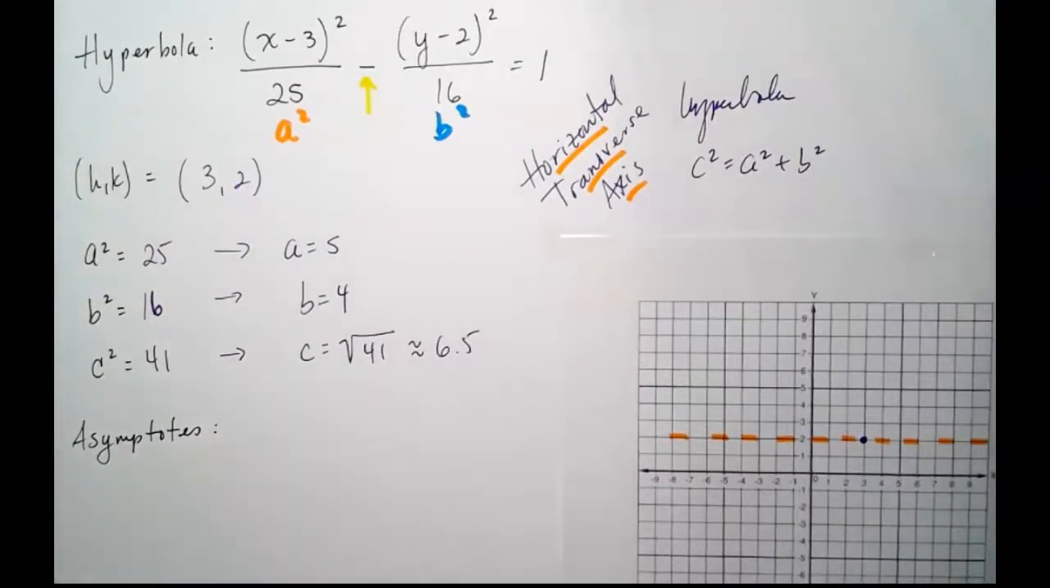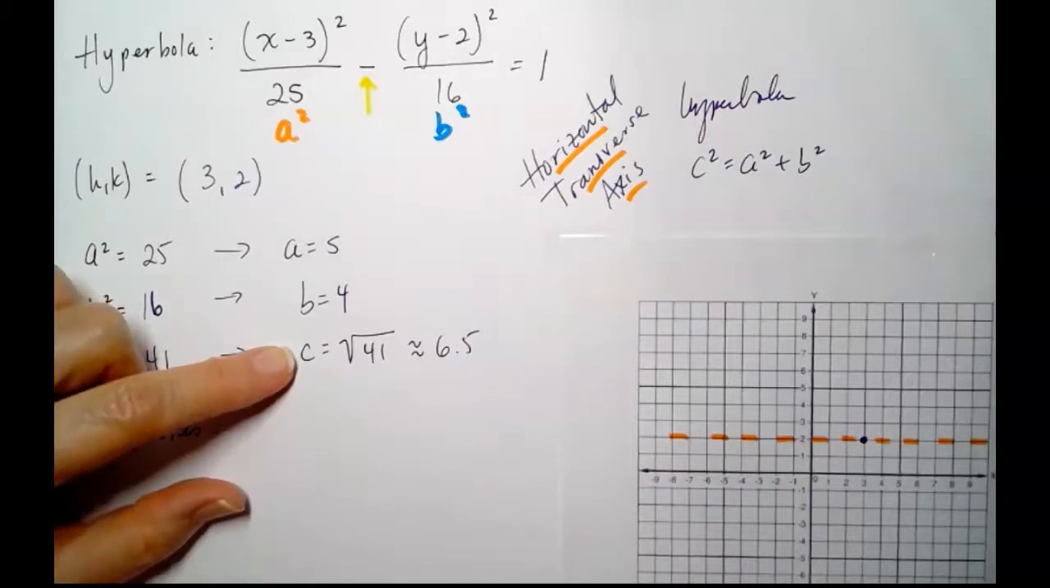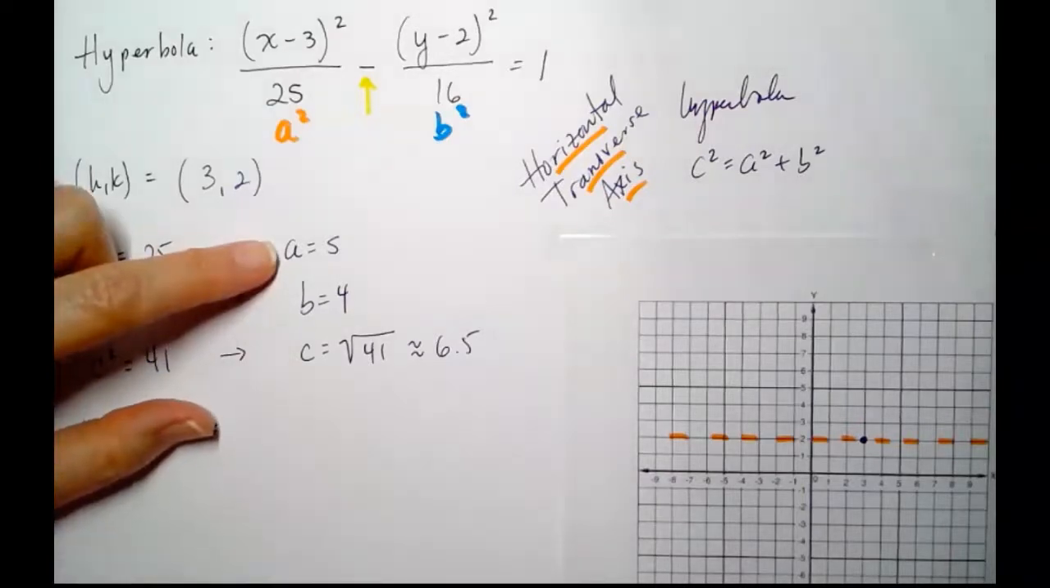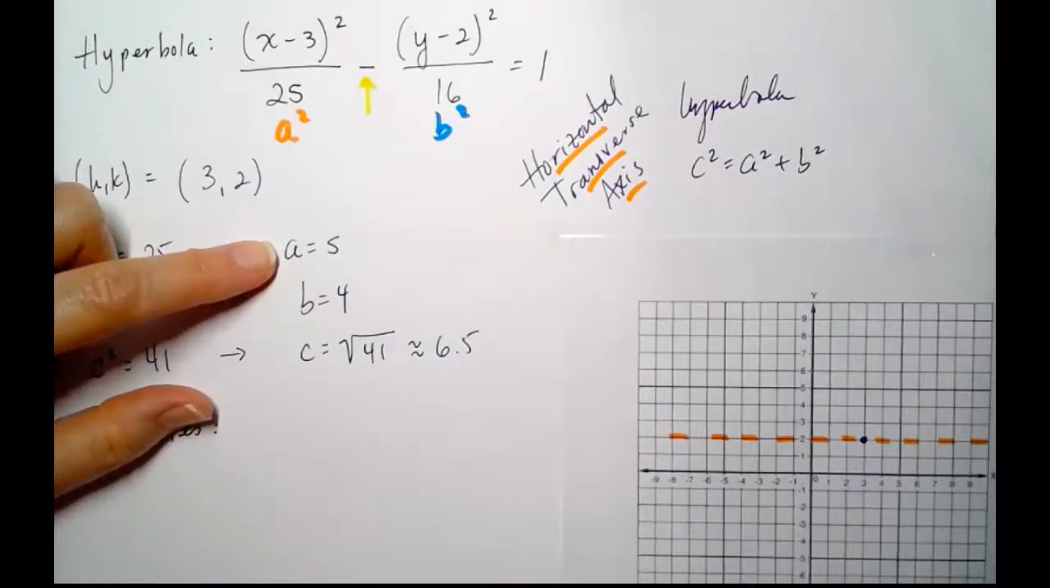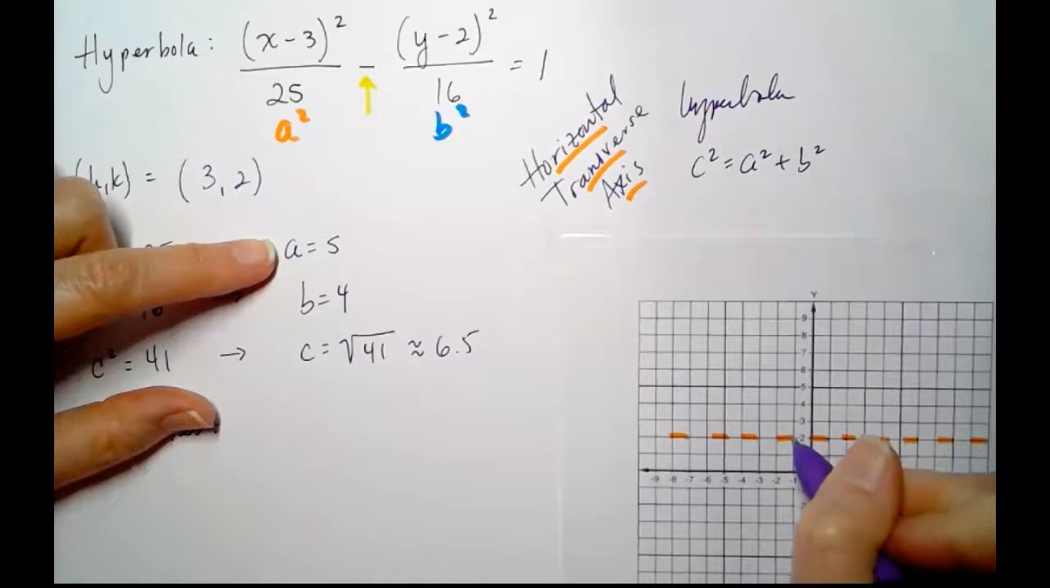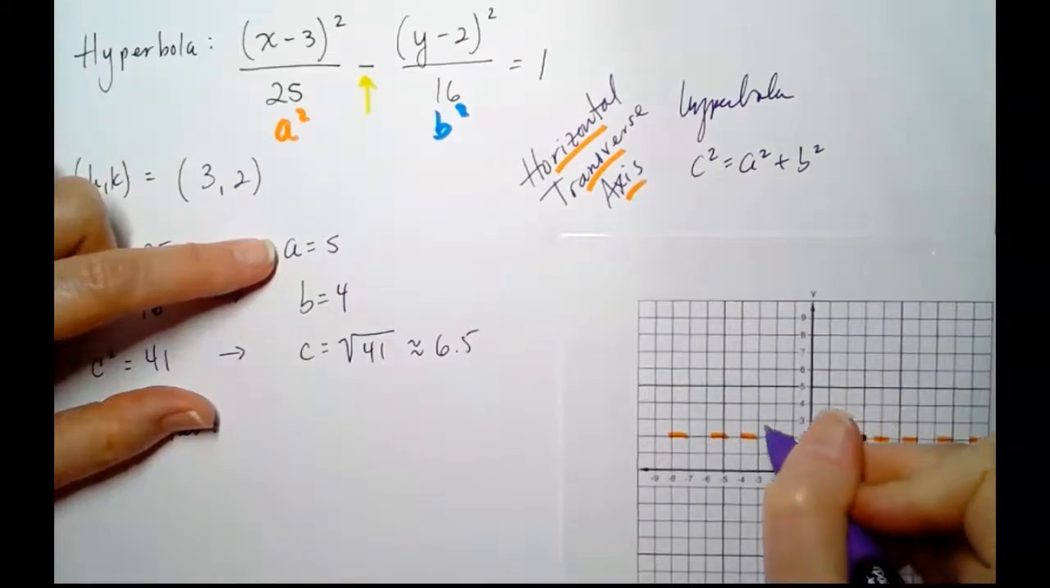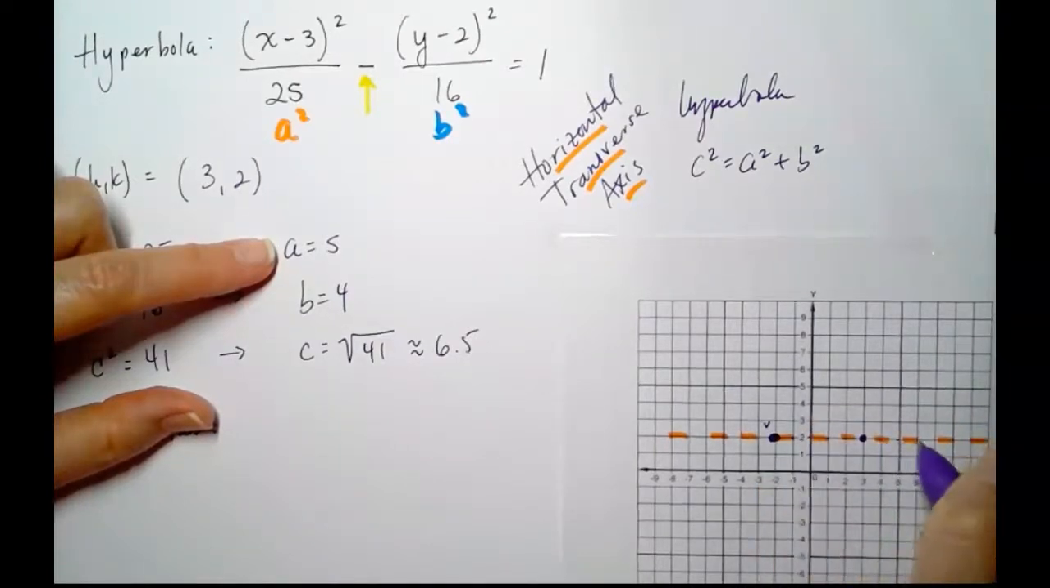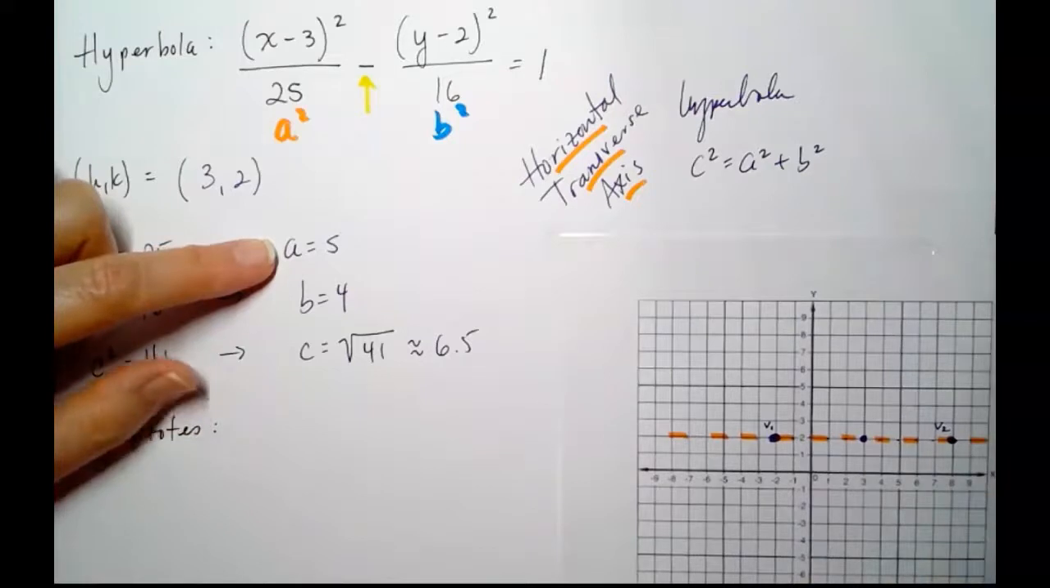Now, let's use that A value first, because the A value is going to tell us how far from the center point our vertices are. So we're going to go 5 to the left and 5 to the right. 1, 2, 3, 4, 5. There's a vertex. And then 1, 2, 3, 4, 5, there's a vertex. So vertex number 1 and vertex number 2.